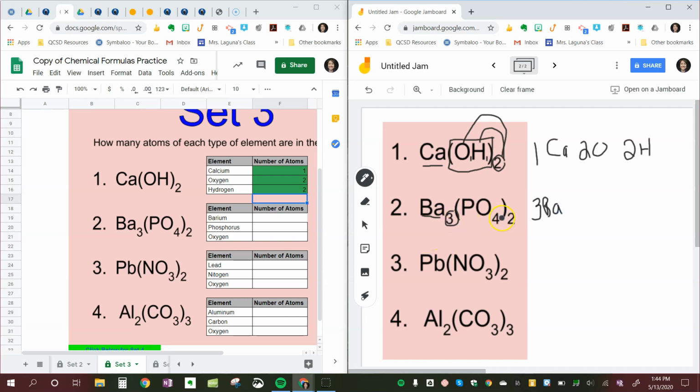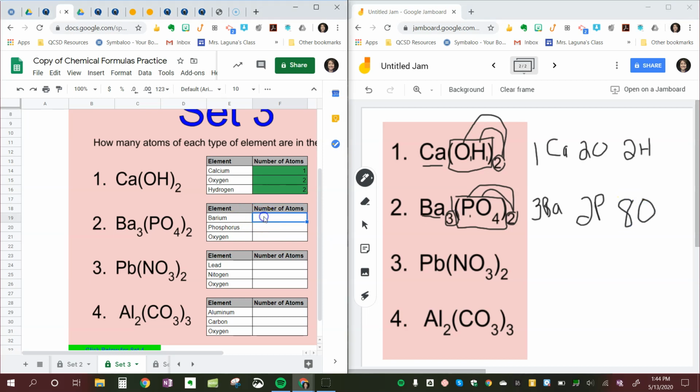How many phosphate groups? The group phosphate has 2 of them. So the 2 is going to multiply everything that's in these parentheses. So this group, phosphate, gets multiplied by 2. So 2 times the 1 phosphorus is 2 phosphorus. And 2 times the 4 oxygen is 8 oxygen.